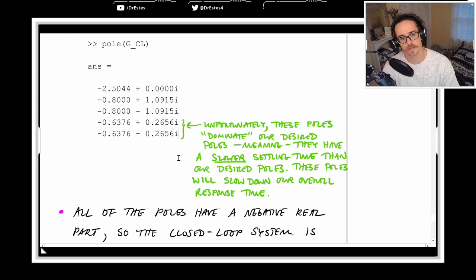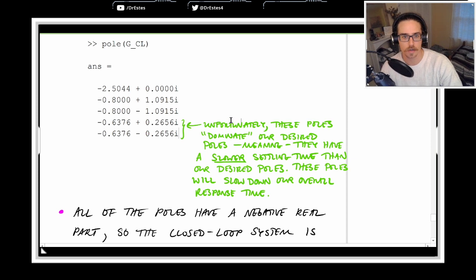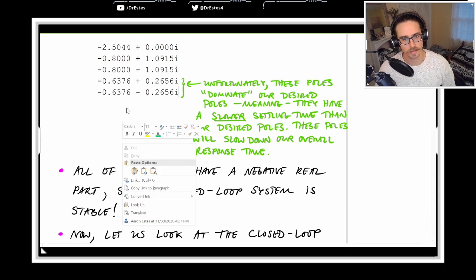So I point out here a little something: there's something called dominant roots. The dominant roots of a system are the slowest ones. They bottleneck your whole performance. So if I wanted my overall system settling time to be 5 seconds by this minus 0.8 condition, these two right here have a smaller real part, so they're slower. And so my overall system settling time will be slower than the 5 seconds that I specified. But at least the system is stable.